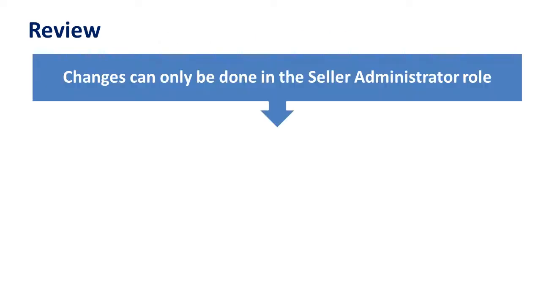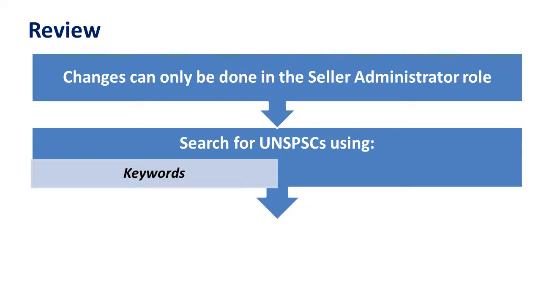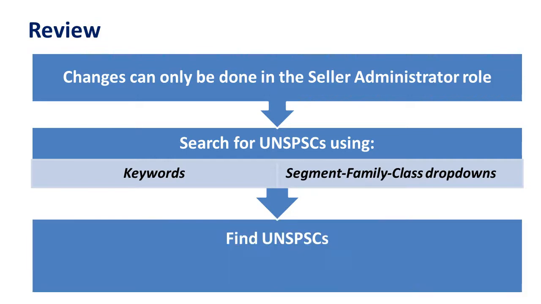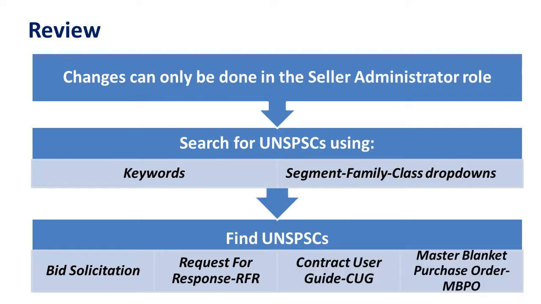Here is a review of the presentation. Changes can only be done in the Seller Administrator role. Search for UNSPSC commodity codes using either keywords or the segment family class dropdowns. You can find UNSPSCs in the bid solicitation, the RFR, the contract user guide, or the master blanket purchase order if awarded a contract.